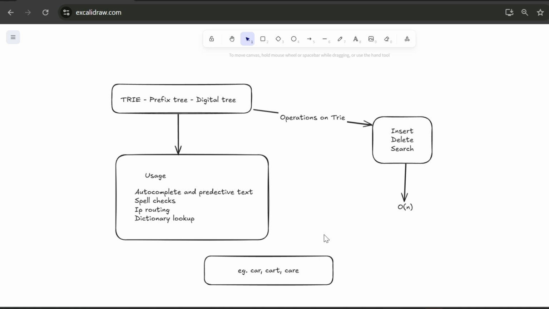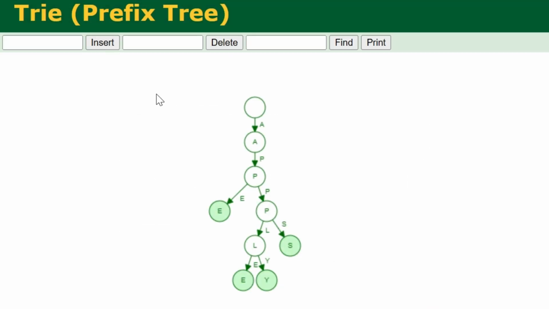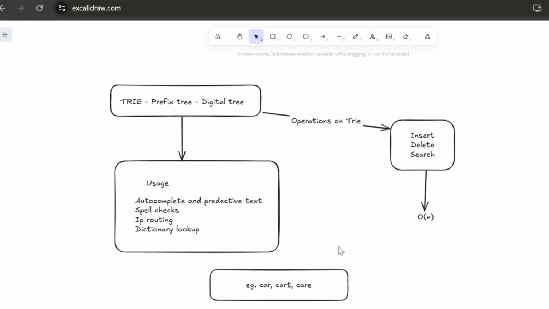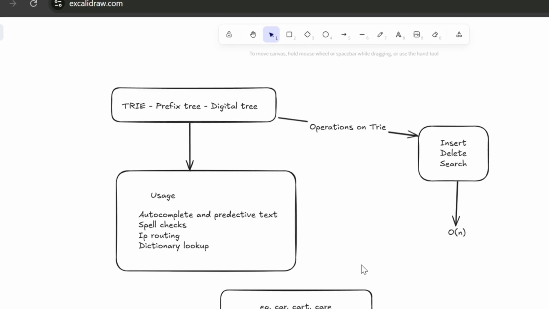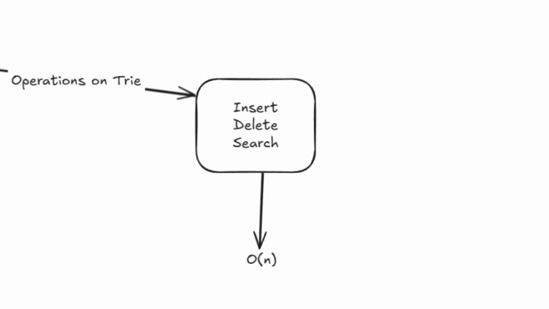We are going on with Trie data structure today. It is a tree-like data structure, also known as prefix tree or digital tree. Why is it important? Because it provides us operations like insertion, deletion and searching all in nearly constant time, or you can say O(k), where k is the size of the word we are working on.